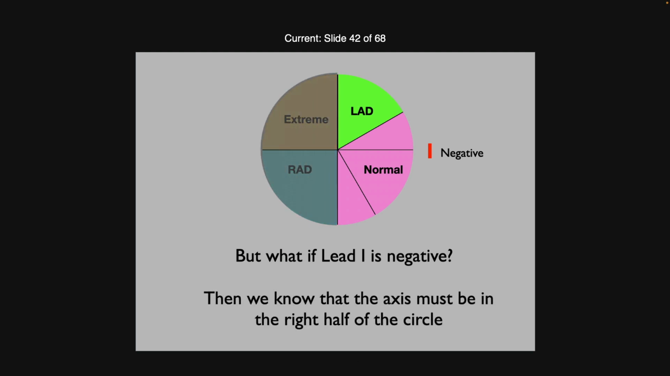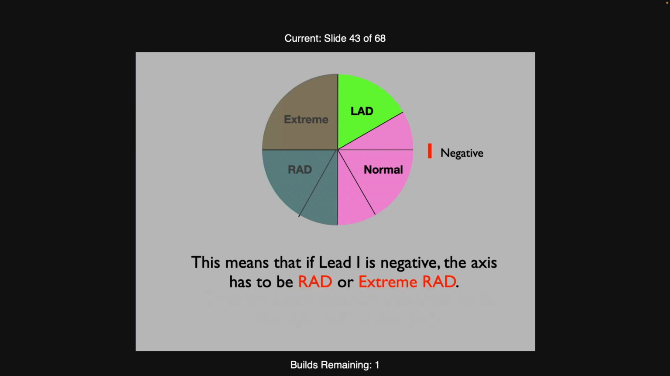Now, we know that the axis must be in the right half of this circle. So, Cody, if lead 1 is negative, we've now narrowed it down. Which two quadrants are possibilities at this point? Extreme or RAD. Correct. So this means if lead 1 is negative, the axis has to be right axis deviation or extreme right axis deviation.